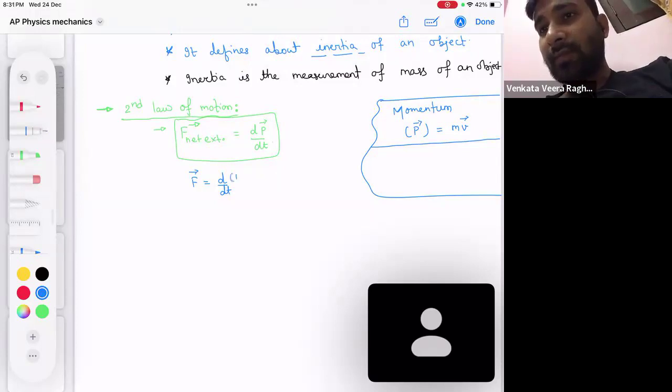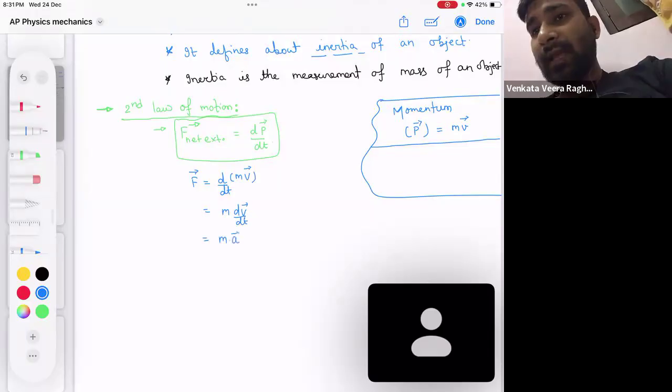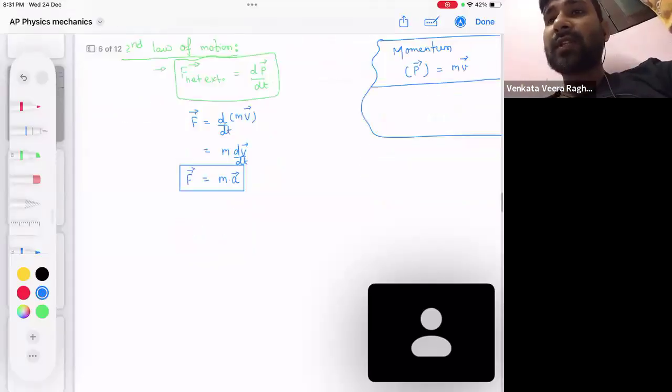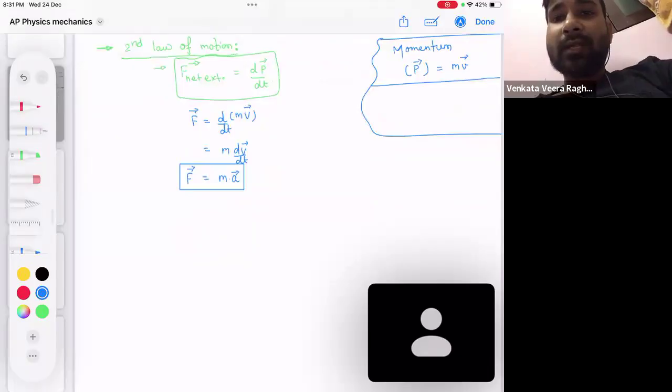So if I write mass into velocity and differentiate it, the mass of an object is constant, so m dv by dt comes out, isn't it? And what is dv by dt? It is the acceleration. So Newton's second law can be written in two formats: net force acting on the body as the rate of change of momentum, or as mass into acceleration. Both are exactly the same thing.